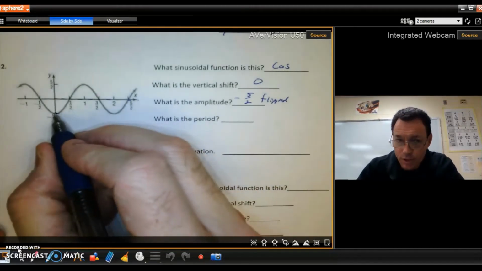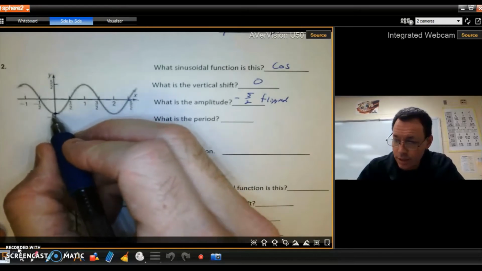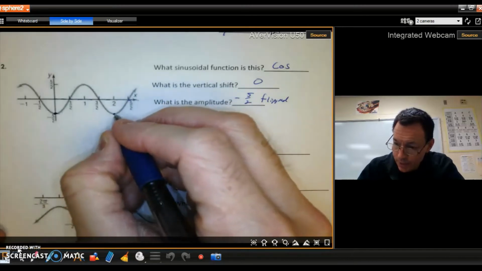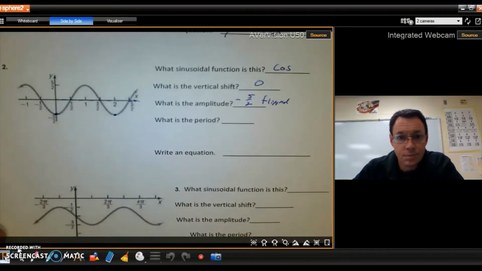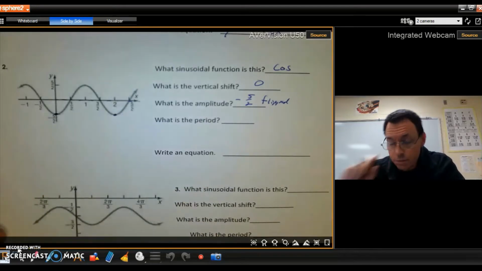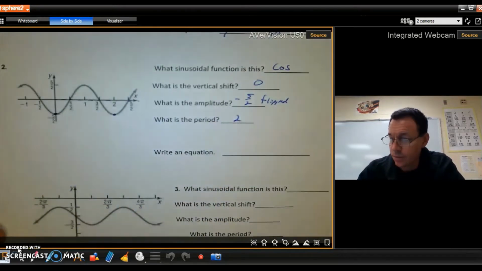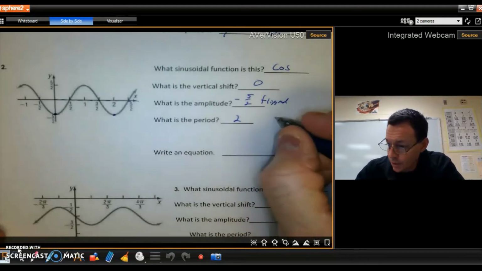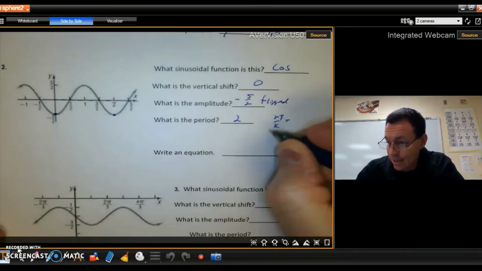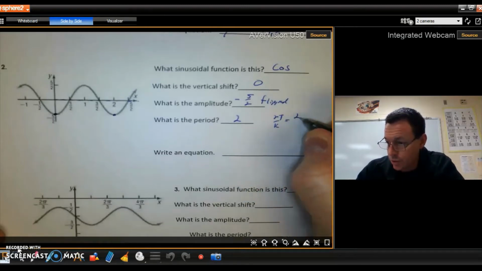If this is where the graph starts, at this low point, then one cosine graph will finish at this low point. So that's it. So what is this? That's 2. It's just the number 2. All right, so that's the period, 2. But the formula for period is 2 pi over k, and that formula, in this case, is equal to 2.